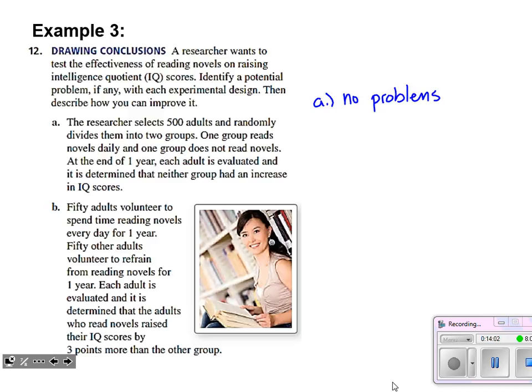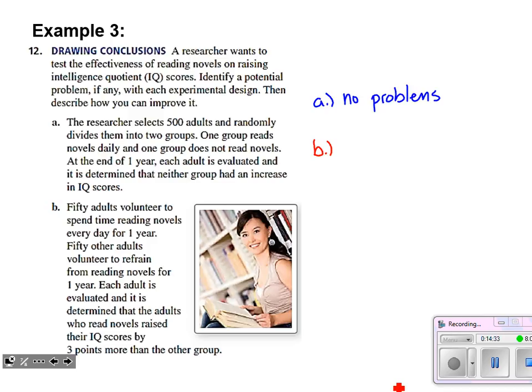Letter B says 50 adults volunteer to spend time reading novels every day for 1 year. 50 other adults volunteer to refrain from reading novels for 1 year. Then each adult is evaluated and it's determined that the adults who read novels raised their IQ scores by 3 points more than the other group. Well, I see one big thing right away. They're using the word volunteering. So that is a self-selected group. It's not a random sampling per se.